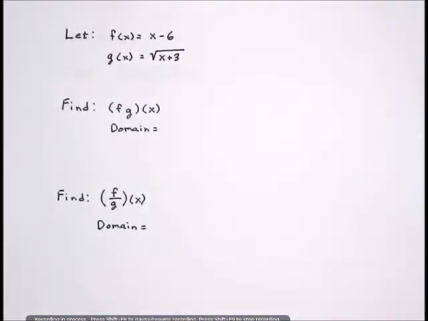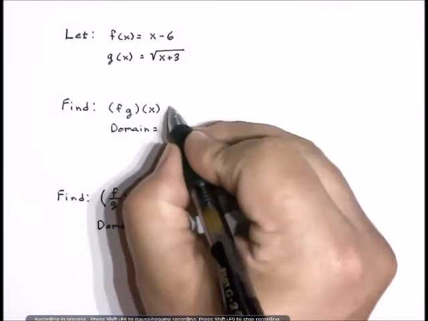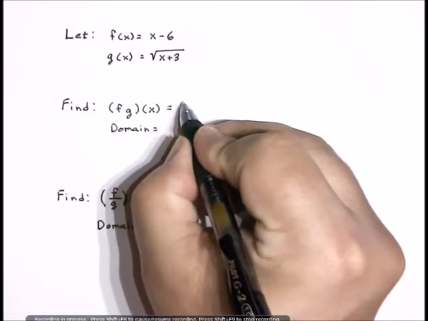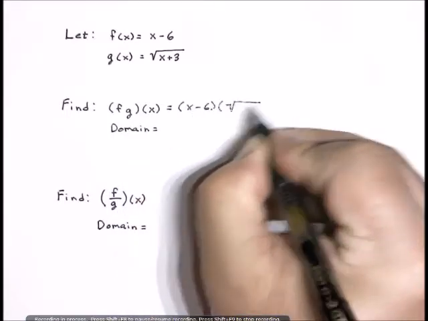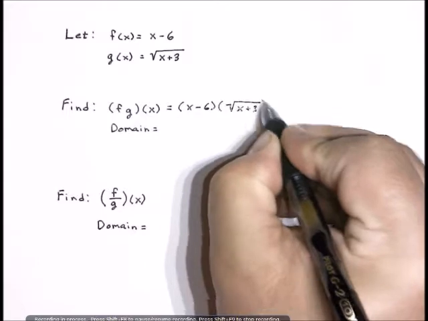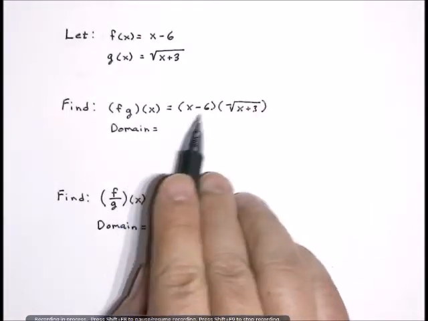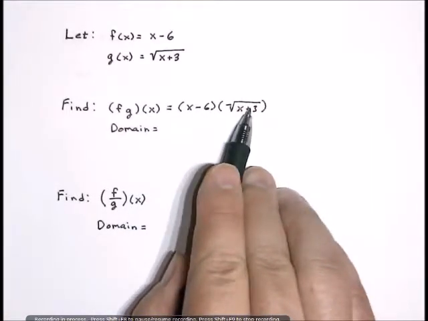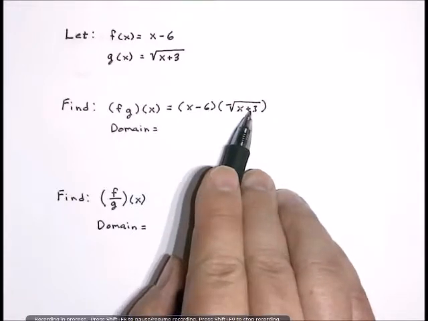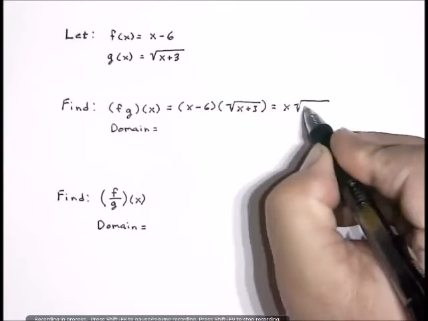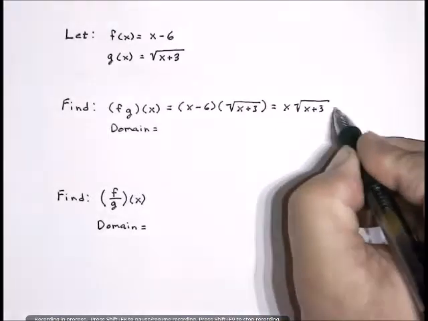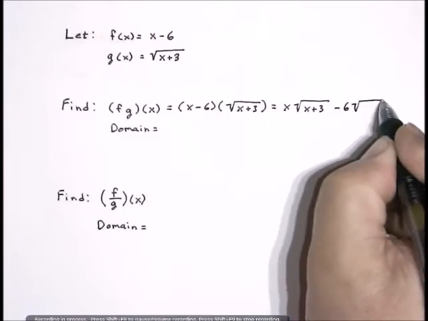Okay, now let's finish up this problem set with f times g of x and f divided by g of x. Okay, f times g of x starts out the same way, except now I'm actually multiplying the x minus 6 times the radical x plus 3. So I'm going to distribute the x over the radical x plus 3 and the minus 6 over the radical x plus 3.